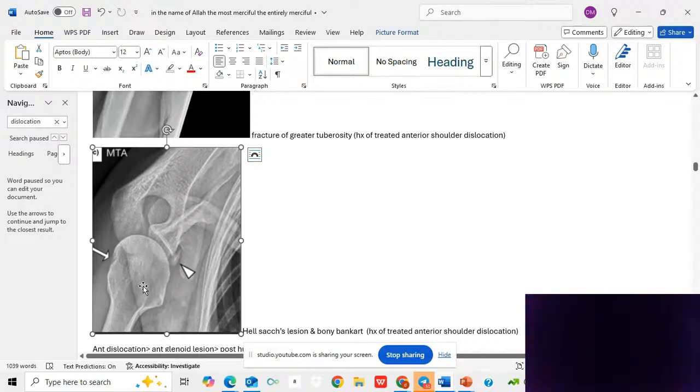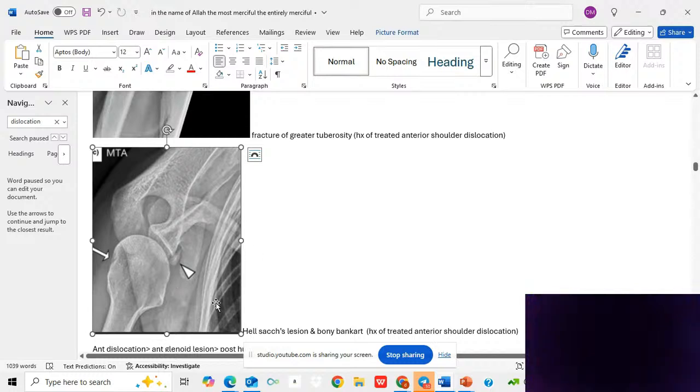No dislocation is seen here, but there is an associated fracture of the anterior inferior glenoid bone, denoting a bony Bankart lesion. Anterior bony Bankart lesion. And here's a depression of the posterior aspect of the humerus.